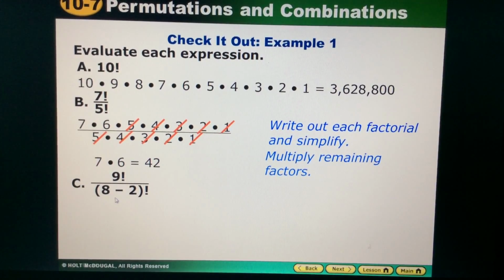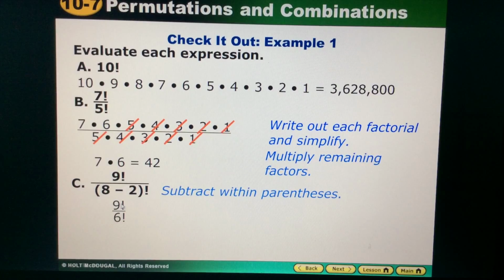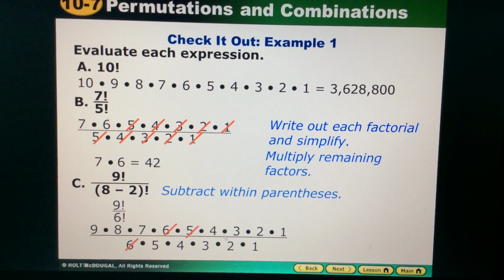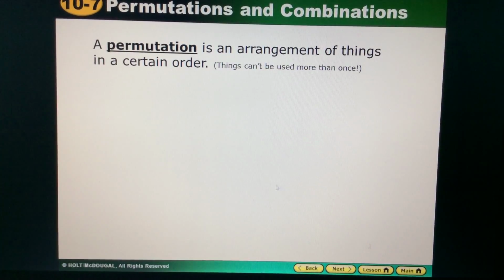If you did 9 factorial over 8 minus 2 factorial, that would really be 9 factorial over 6 factorial. And then the 6 factorial would be up here with the 9 factorial if you wrote it 9 times 8 times 7 times 6 times 5 times 4 times 3 times 2 times 1. And again, we can factor out all of these numbers, which is the same thing as 6 factorial. So those divide out and give you a 1, and you're left with 9 times 8 times 7. 72 times 7 is 504.